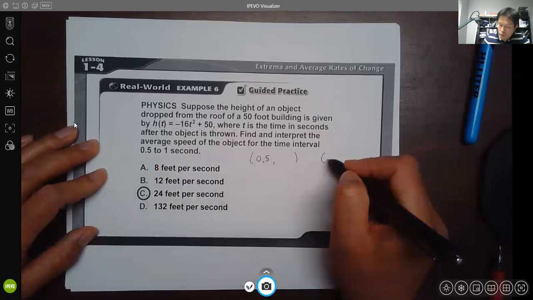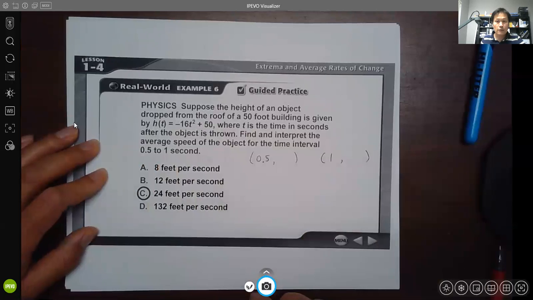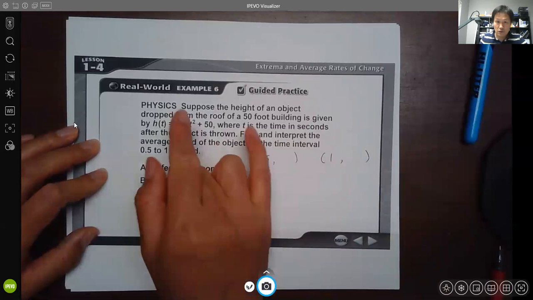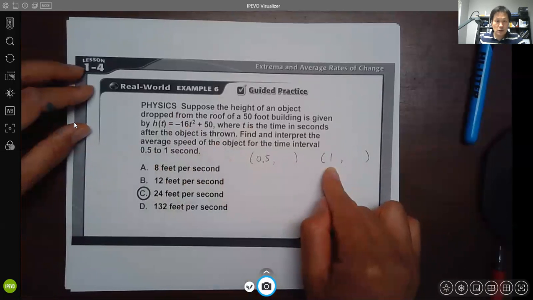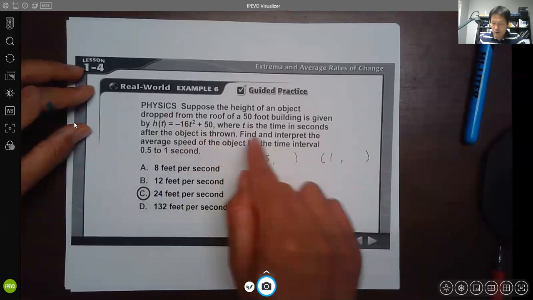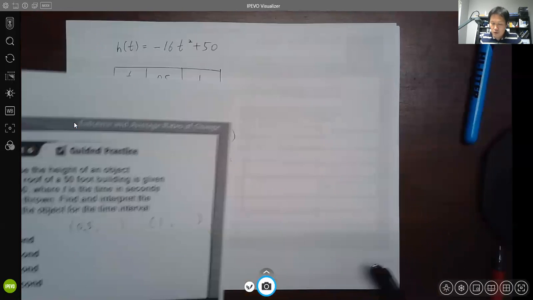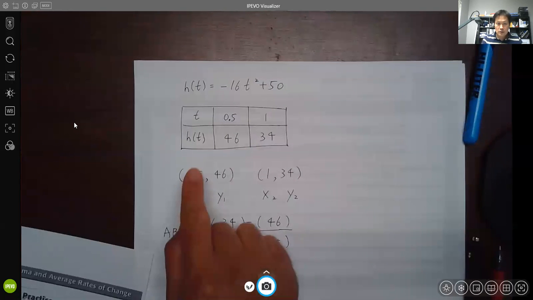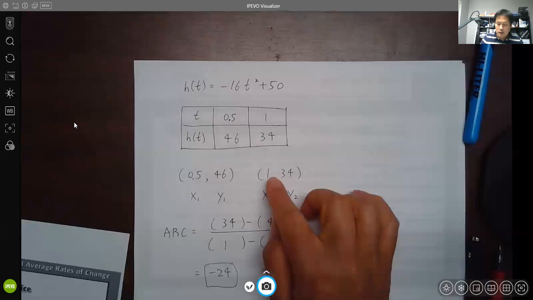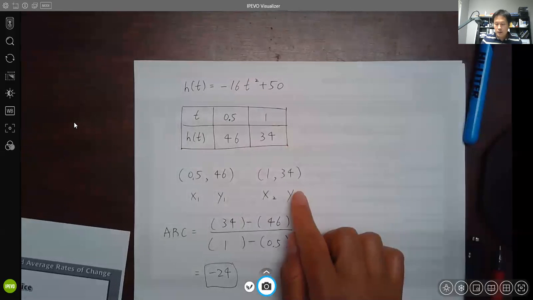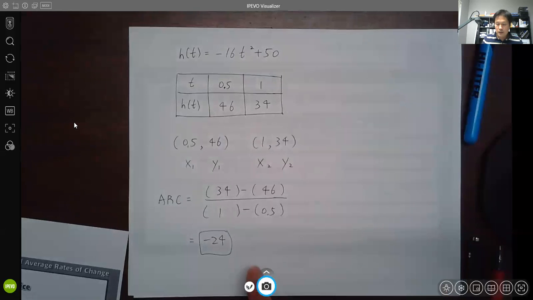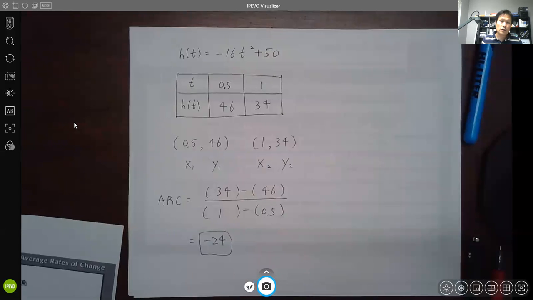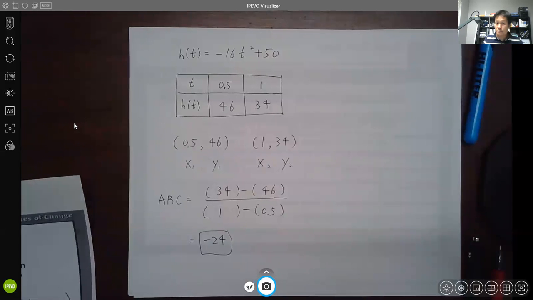0.5 is x value, 1 is x value. You have to find y value. How? Plug it in 0.5 for t, calculate it, y value. Plug it in t value as 1, calculate it, get the y value, which is h value. I did it already here. I did plug it in t here, I got the y. I plug it in t value here, I got the y. I use the formula y2 minus y1 all over x2 minus x1. Put that into the calculator, minus 24, final answer.